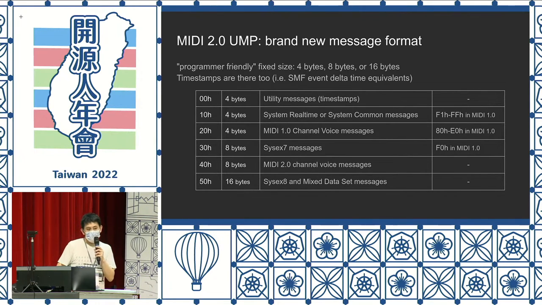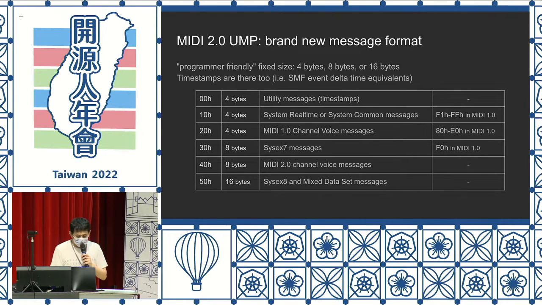It's a brand new message format that is totally different from MIDI 1 messages. It consists of programmer-friendly fixed integer size packets, 4 bytes or 8 bytes or 16 bytes. So you don't really have to deal with byte arrays anymore. That's very programmer-friendly, I mean, especially for real-time audio programmers who can't really allocate memory on time.